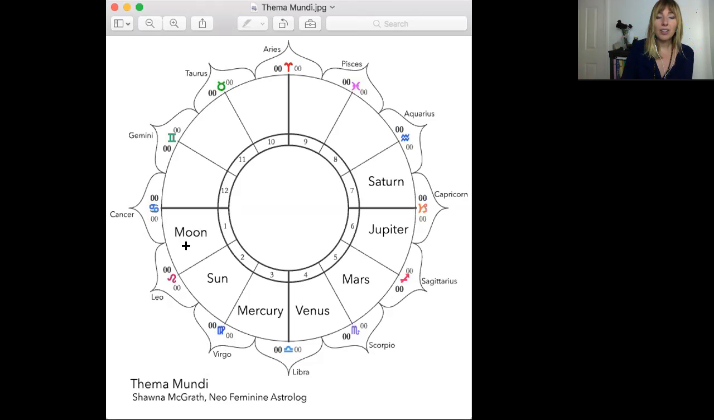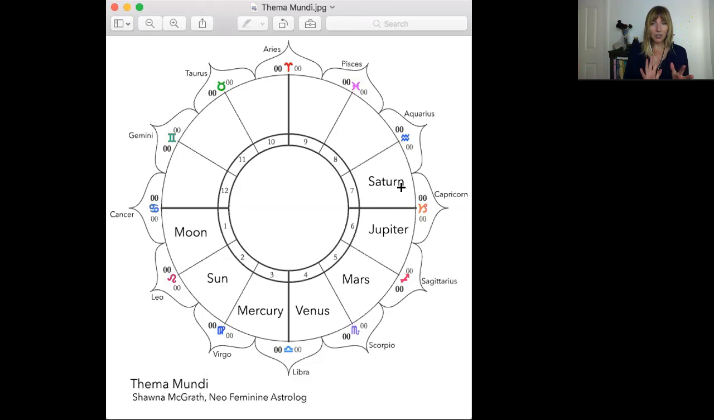And so the planets in the Thema Mundi are always placed in these particular areas. So the Moon in Cancer, the Sun in Leo, Mercury in Virgo, Venus in Libra, Mars in Scorpio, Jupiter in Sagittarius, and then Saturn finally in Capricorn. And there is a very specific reason that each of these planets were put here. There's a lot of different philosophical views on why.